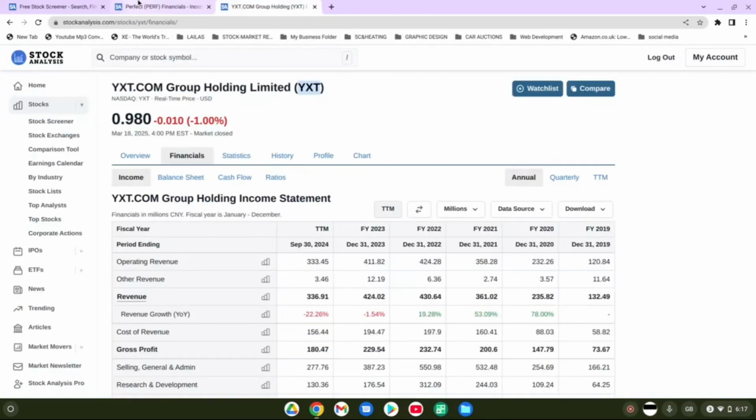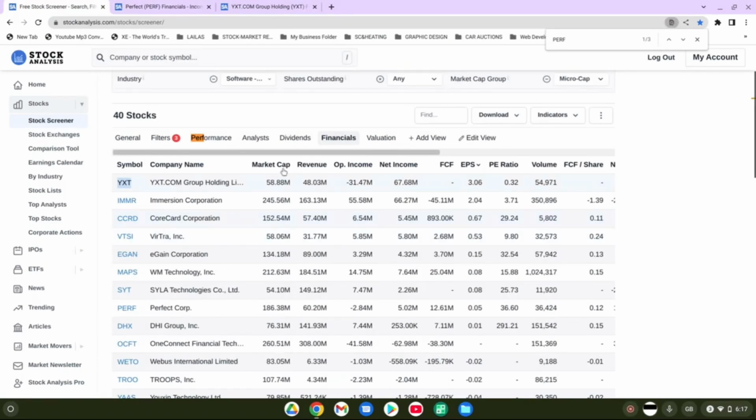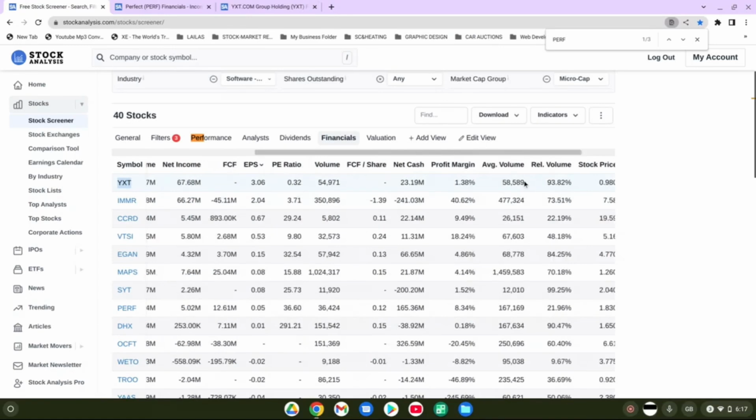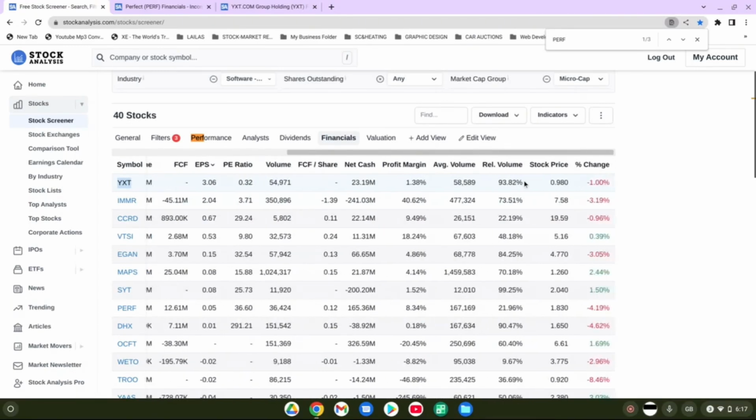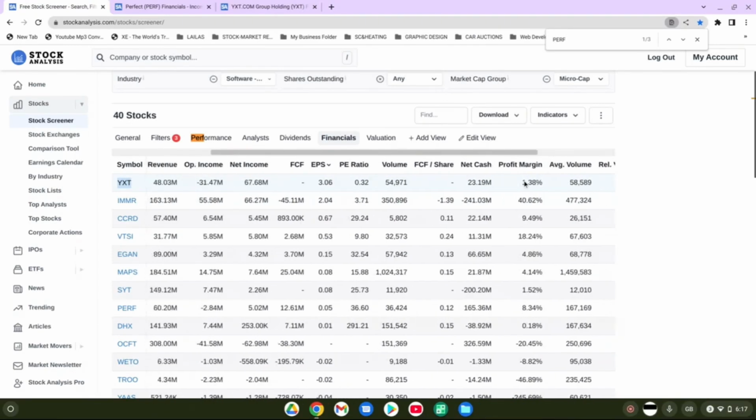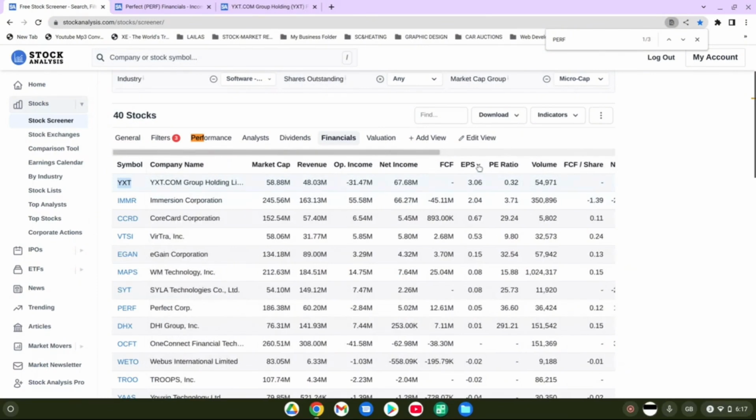Good morning, everybody. So, doing our research this morning on PERF, just updating some data in our table, we came across YXT, recently IPO'd a few months back, and what we found is the relative volume was picking up on this stock, so we decided to look into it.